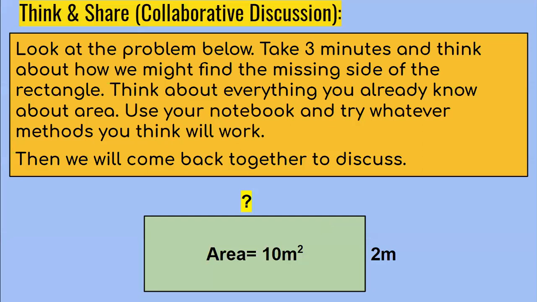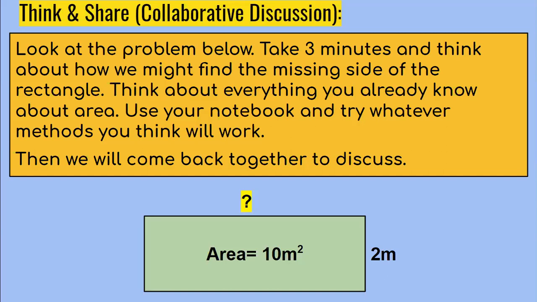So I thought, well, if you usually take the quotient divided by the factor, now we're going to take the 10 meters squared and divide it by the 2 meters. And I got 5 meters squared. Okay. Did anyone have another way of thinking about this problem?